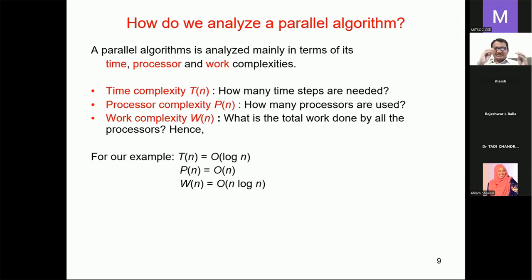This is something very interesting to see here, that to add n numbers, I'm using n processors. Yes or no? To add n numbers, how many processors are you using? Order of n. Do you think that it's a good approach? Absolutely not. Very good.